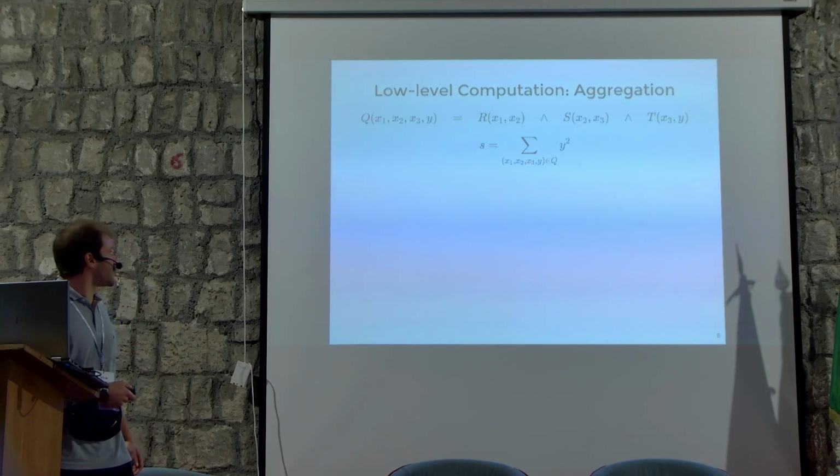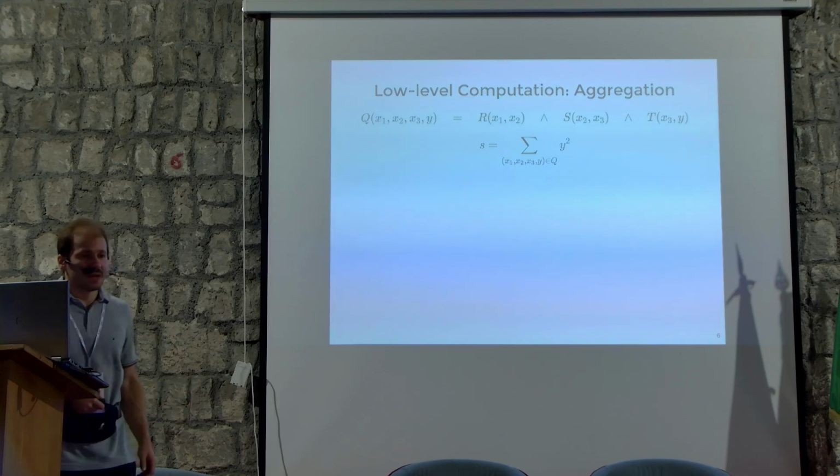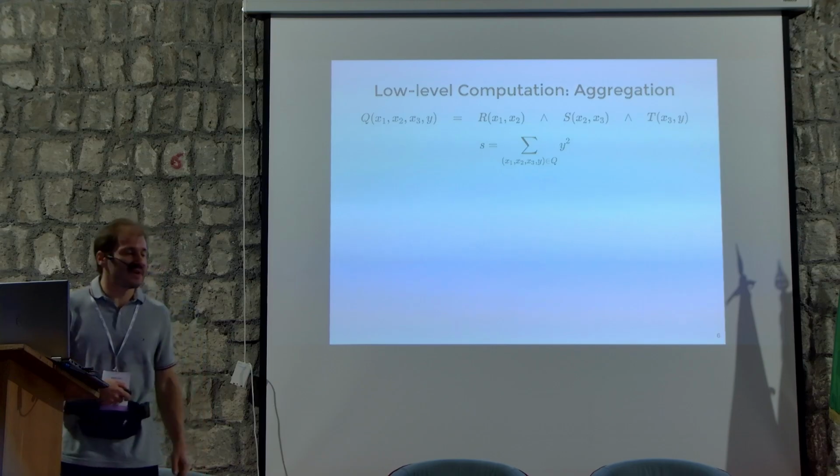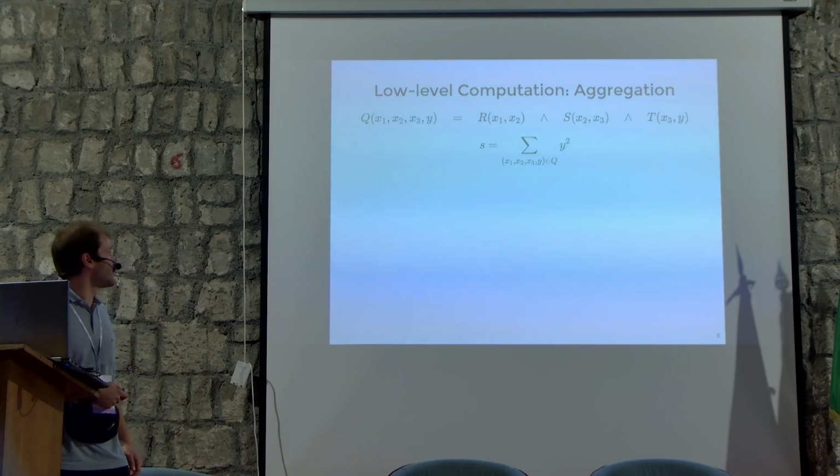Now, what exactly does this thing that we want to compute from the output look like? It depends on the application. This could be a low-level form of computation, like an aggregation. In the previous example, we could be asked to compute the summation of the column y squared over all rows in the output.